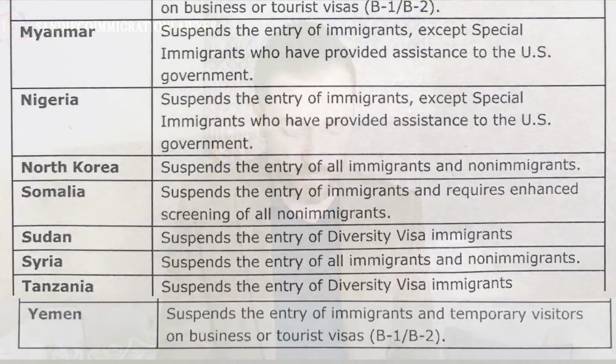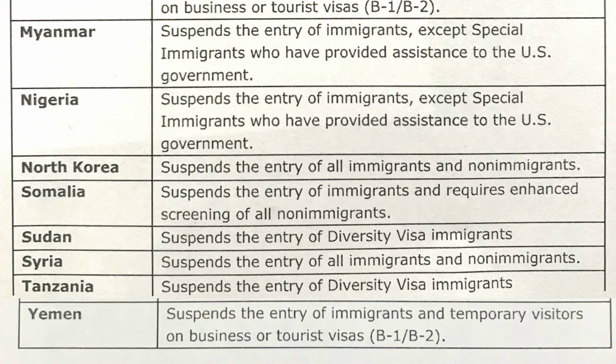So those people that are subject to the ban, it's primarily for green card purposes, mostly family unification. Some countries also have a ban on non-immigrant visas, like we mentioned here, and we'll continue with the rest of the list. The ban primarily bans people from coming here as an immigrant with a green card. North Korea suspends the entry of all immigrants and non-immigrants. North Korea is one of those countries that has a complete bar.